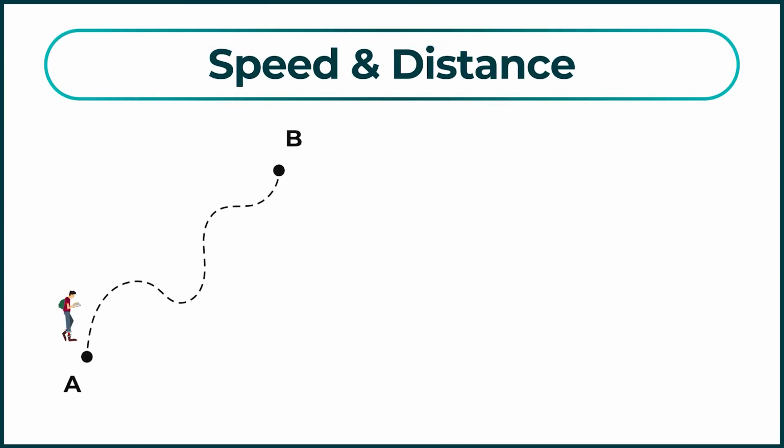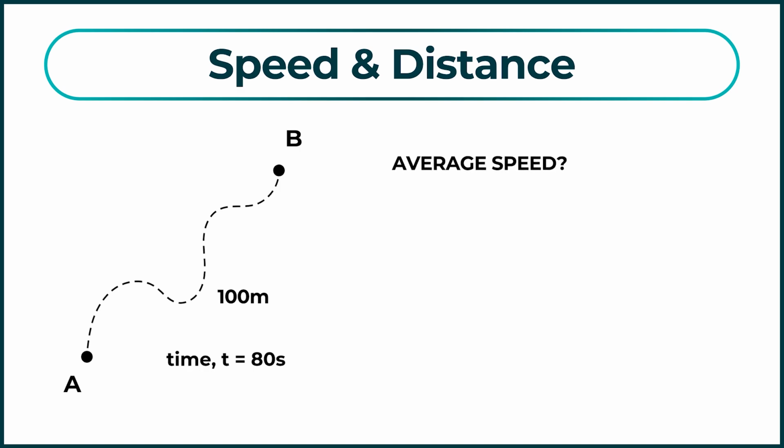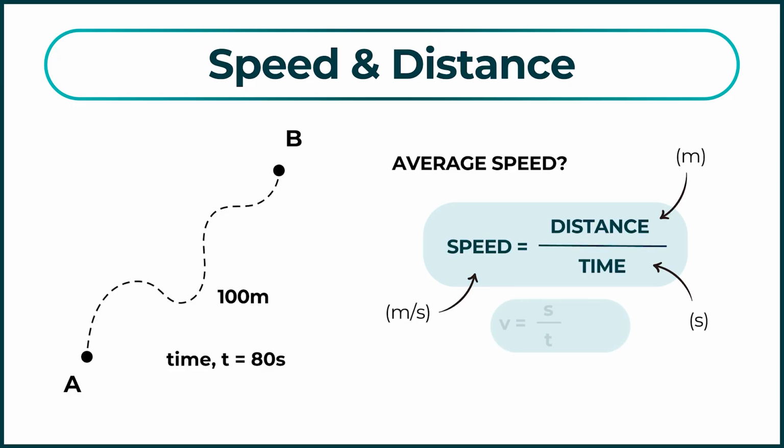Let's say a boy is walking from point A to point B. The total distance traveled by the boy is 100 meters, and the total time taken for this is 80 seconds. So if we want to find out how fast the boy walks on average, we'll have to calculate his average speed. The formula for speed in general is speed equals distance divided by time, or V equals S by T.